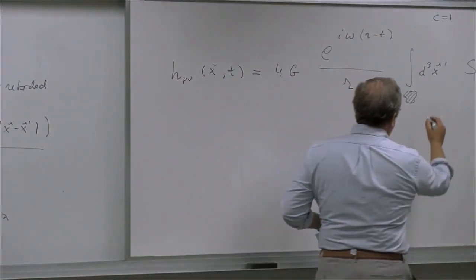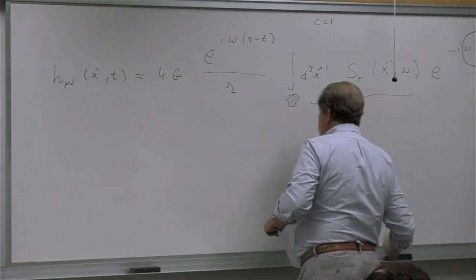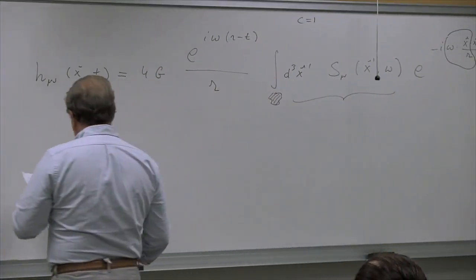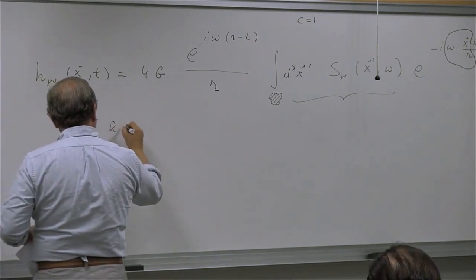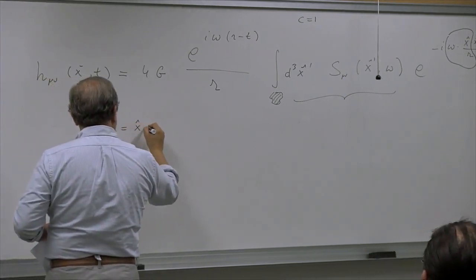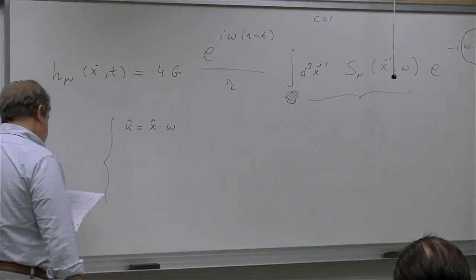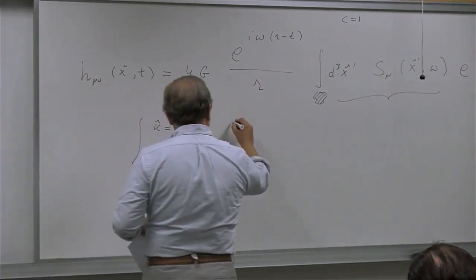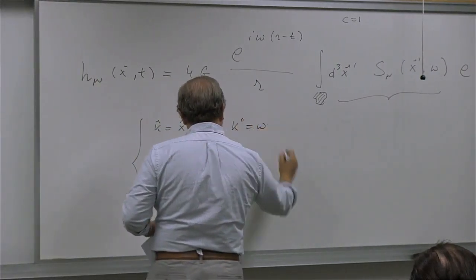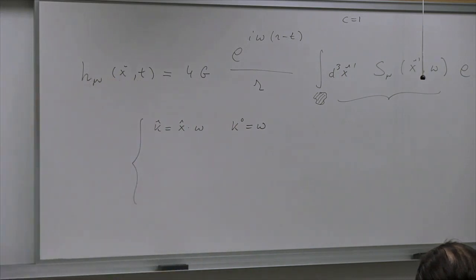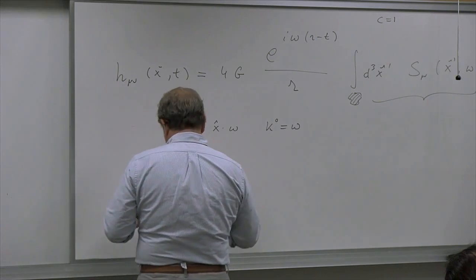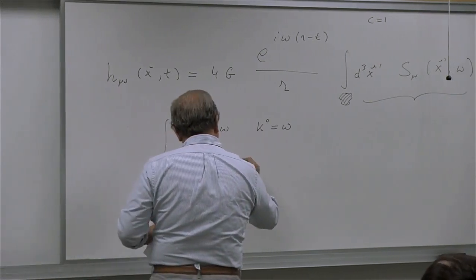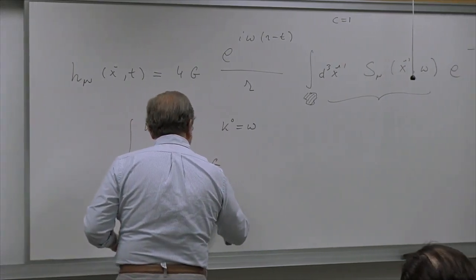Now the other thing is that we want to give this whole expression a name. So we're going to have k = x hat times omega, and of course k naught is also equal to omega, so you can make a 4-vector out of that. But the other thing is, as I said, we want to give that integral a name, the integral of 4g divided by r.